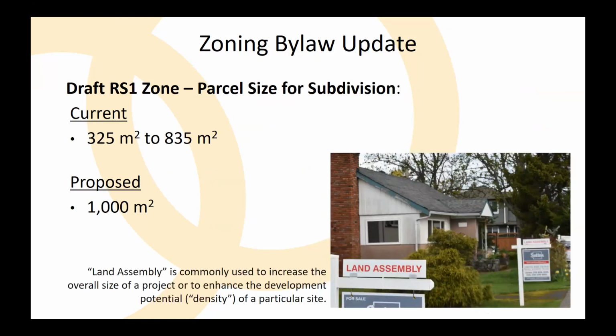For subdivision, again, you can see there's a current range across the 6 different zones. It goes from a low of 325 square meters to 835 square meters. The proposed RS1 zone is contemplating a minimum parcel size for subdivision of 1,000 square meters. I understand that there's been some questions about that already in relation to the draft bylaw. And I'll touch on this briefly, but the thinking is that historically, the town zoning bylaw, where 3 to 4 units have been required, has traditionally established a minimum parcel size of 1,000 square meters.